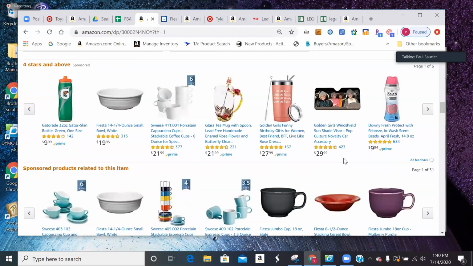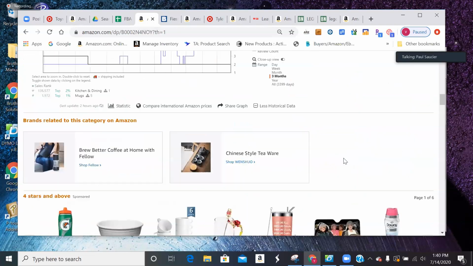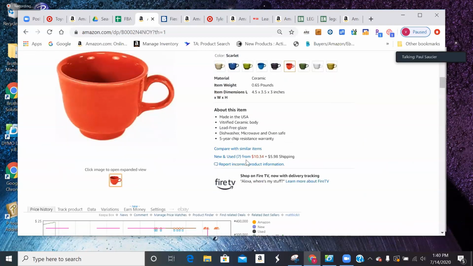Yeah, and on this particular one, there's only a merchant fulfilled seller, adding in shipping. So if you came in as FBA on this variation, you'd get the buy box right away. Sure, given that your price is within reason. Right.